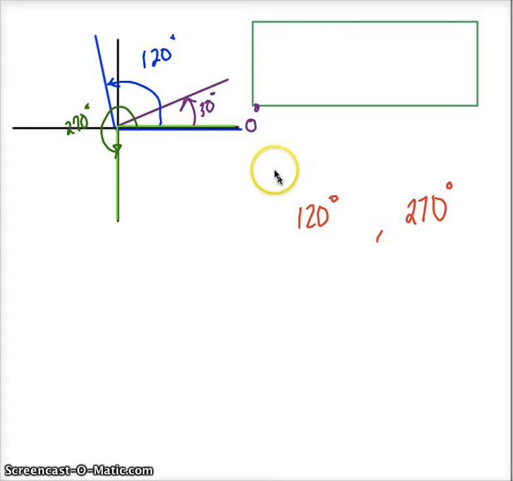All right, what I'd like for you to do now is to list the quadrant that the terminal side of each angle lies in. For example, 30 degrees, its terminal side lies in quadrant 1. So you would list quadrant 1 here. Would you please do the same for the quadrant of 120 degrees and 270 degrees?